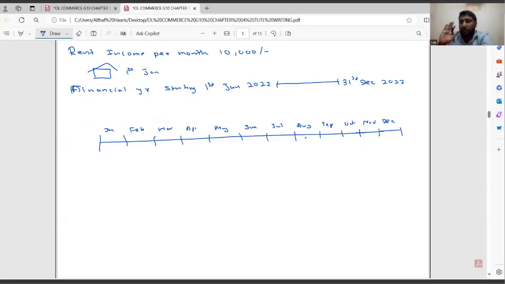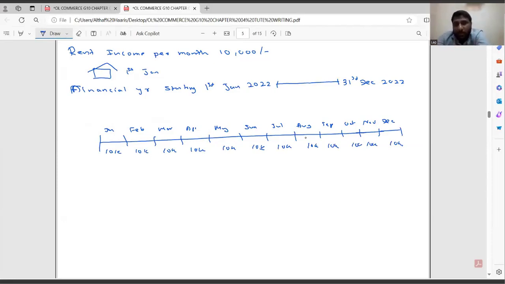I have an income of 10,000. I have an extra room. I gave it to Metula for rent. So I am getting that income from Metula. Every month I should get 10,000. 10K, 10K, 10K, 10,000 every month.